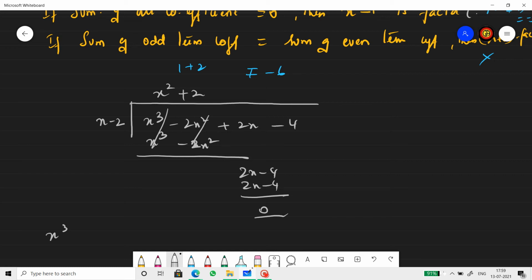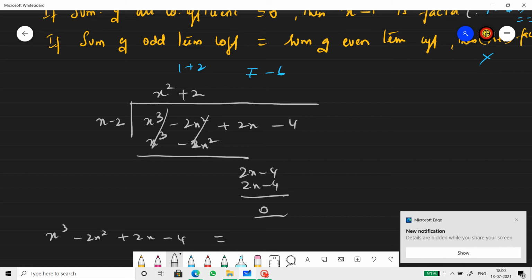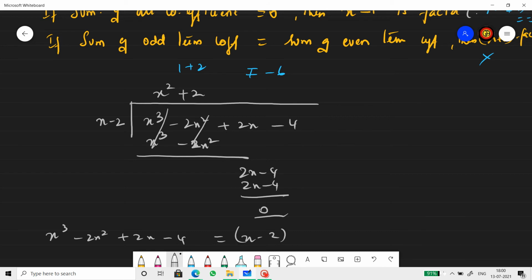That means x cube minus 2x square plus 2x minus 4. You can even substitute 2 and check, ma'am. You can do that also. But anyway you need to find the quotient, no, Bhargav? So x minus 2 into x square plus 2, right? Dividend equals divisor into quotient plus remainder is 0. So whether I write or not, it's fine. Hence, the possible factors are x minus 2 and x square plus 2.